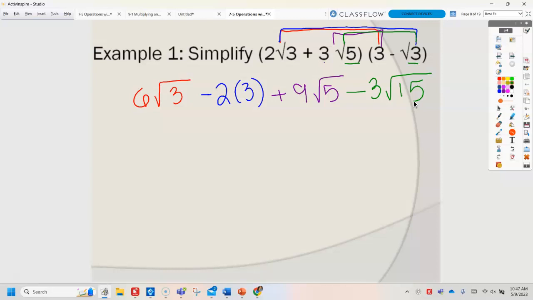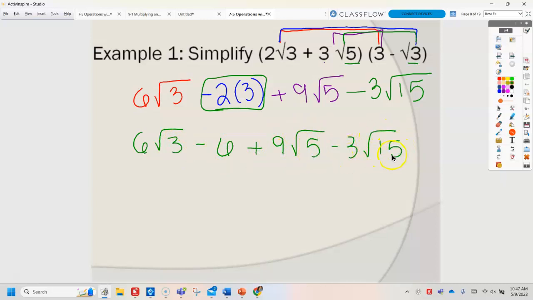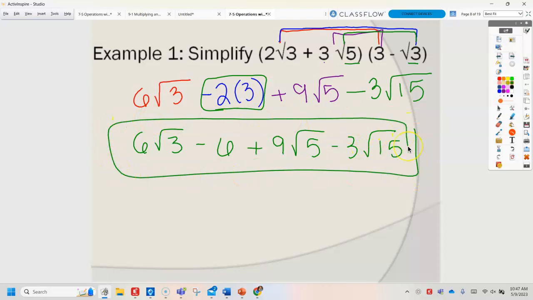Does this have any like terms? We have a √3, a √5, and a √15. Are they like? No. Sometimes when you multiply, or you're adding and subtracting, there's not a lot of like terms. It's just a really long, messy answer. We would like to clean up this 2 times 3. So I would say 6√3 minus 6 plus 9√5 minus 3√15. That's your answer. Don't overcomplicate.